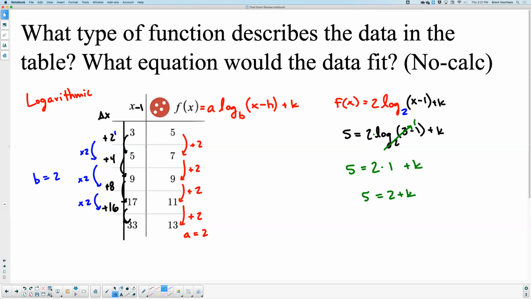You probably know what k is. How do we get our k there? Subtract 2. What are y'all getting? Are you getting 3? That's going to be our solution here. Our value is going to end up being a 3. So now come back up here, erase that k, and I'll put it as a 3. That is our equation. Whoops, I covered up the base. Try that again.